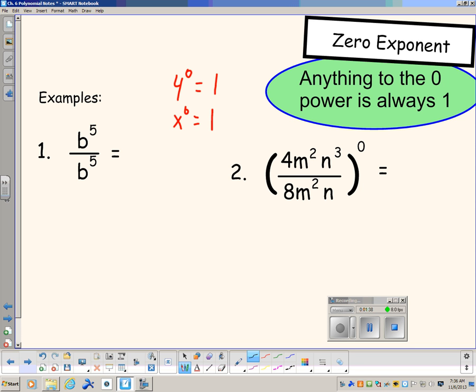You got b to the 5th divided by b to the 5th. Remember, you subtract your powers. So I can go 5 minus 5, which ends up giving me b to the 0, which gives me a value of 1. Anything to the 0 power is always 1.